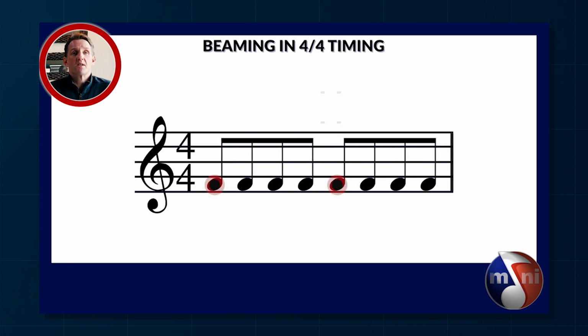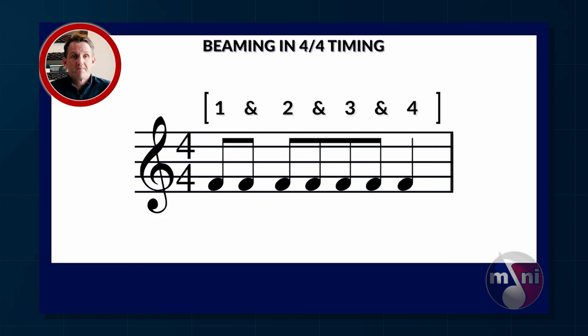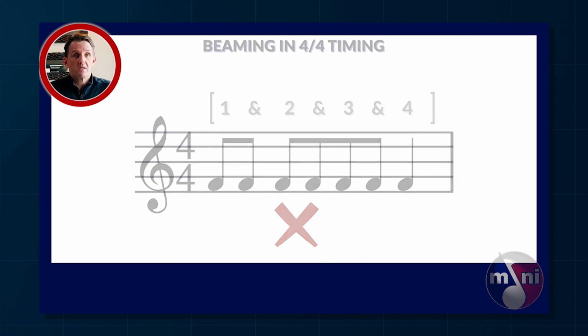8th notes can be beamed together to represent up to 2 quarter notes worth of beats, but only if they fall on beats 1 to 2 or 3 to 4. You should never beam 8th notes or 16th notes that cross over from beats 2 to 3. Groups containing 16th notes should ideally equal a maximum of 1 or 2 crotchet or quarter note beats.